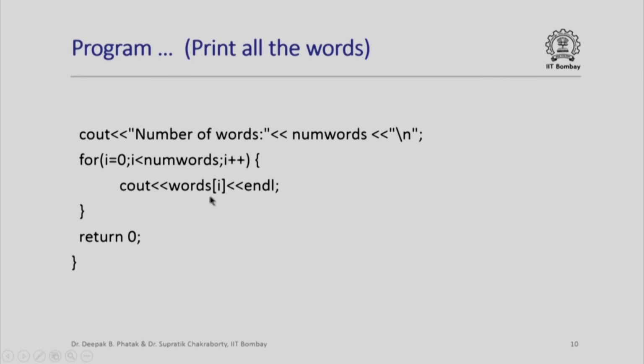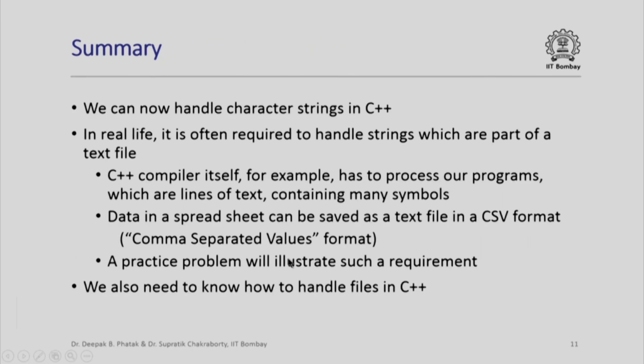Notice that words is a two-dimensional array, but C++ understands if I just put words[i], that means the ith row. Since the ith row represents a valid string, C++ permits me to use this as if it was a one-dimensional array with the name words. This will output the ith word. i varies from 0 to num words, and I would have got all my words printed. In summary, we can now handle character strings in C++.